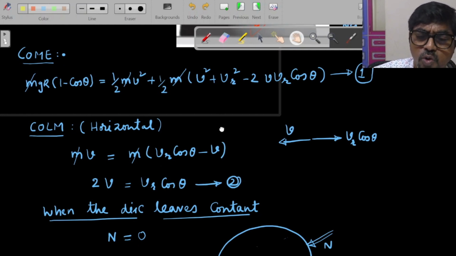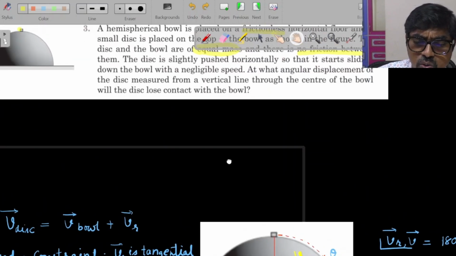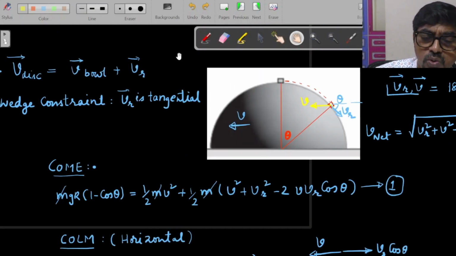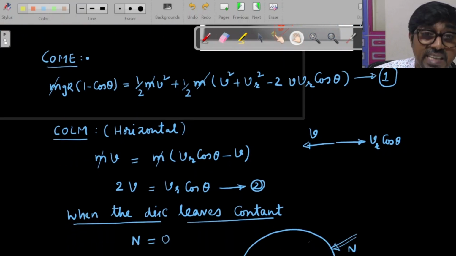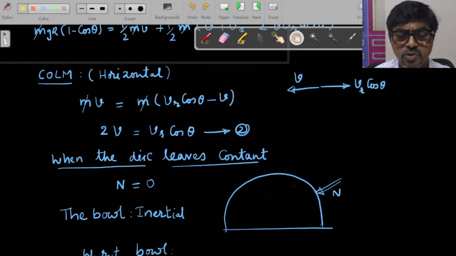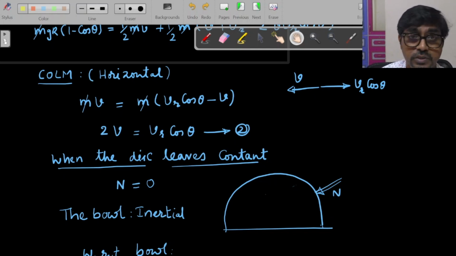Then if you go back again, they were talking about losing contact. You see, losing contact, we have to use that condition. So, definitely you should know what is the mathematical equation to say that it is losing contact. The normal reaction between the disc and the ball at that instant has to be 0. I am sure you are aware of this relation, N equals 0. So, if N equals 0, then acceleration of the ball would be 0 horizontally. There is no other force acting on it horizontally, only N sin theta would be there.